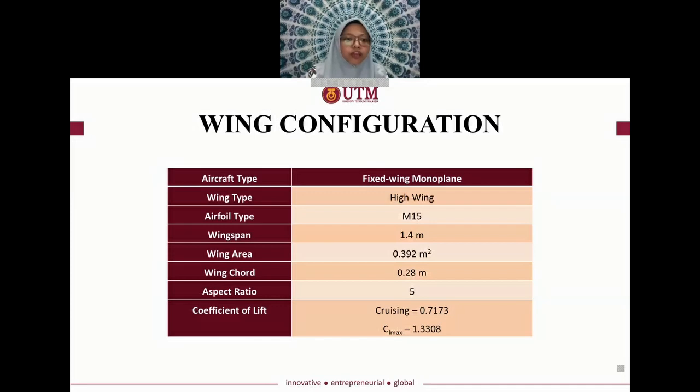And then for the airfoil type, we choose the M15, and we have a 1.4 meter wingspan with an aspect ratio of 5, and also wing chord. For our wing chord we chose 0.28 meters.